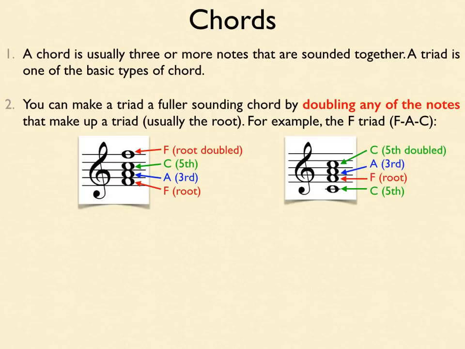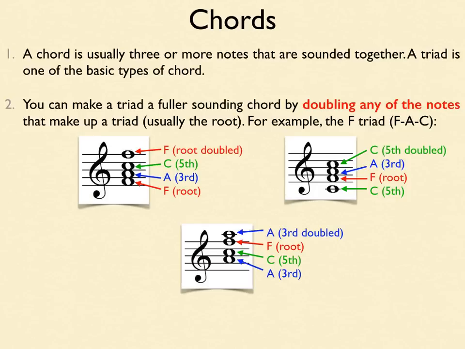You can also double the fifth as well, so you can have C at the bottom, for example, followed by an F, an A, and another C at the top. So the C's doubled this time, and that would be a second inversion there because you have the C at the bottom. And you can also double the third as well of a chord, so you have 2 A's. In other words, you have an A at the bottom, followed by the C, followed by the F, followed by another A, the third doubled.